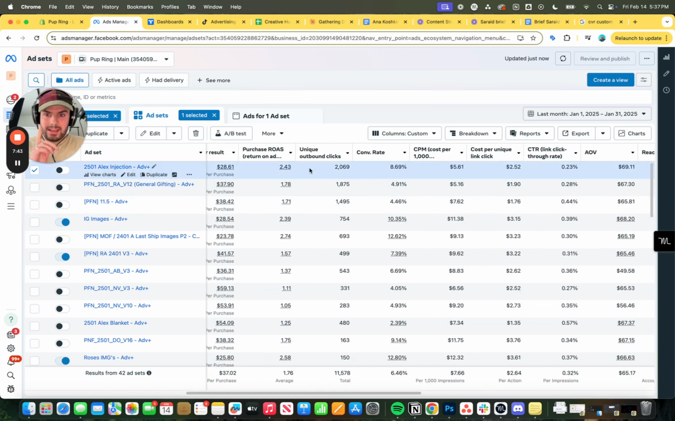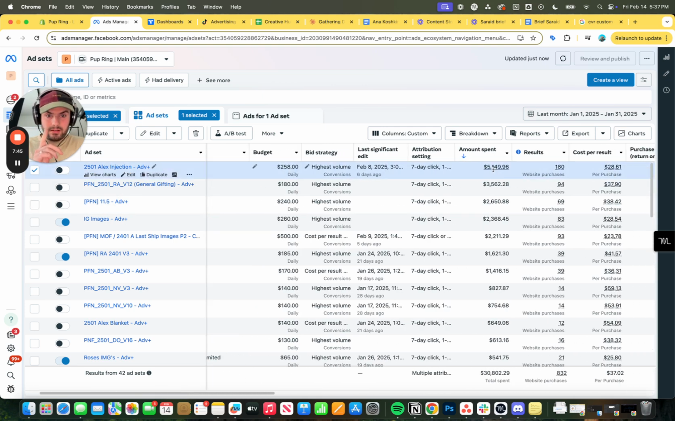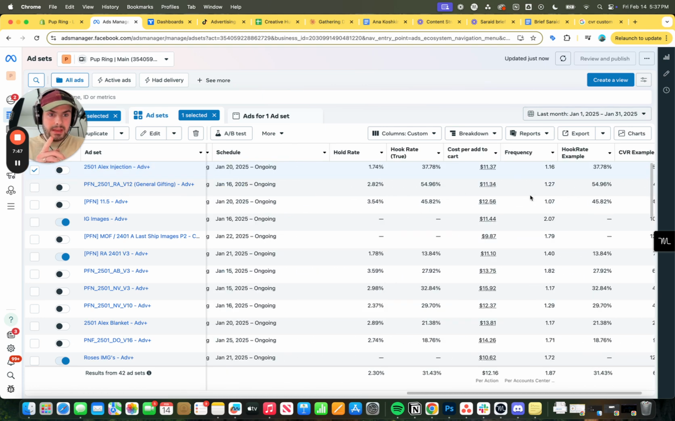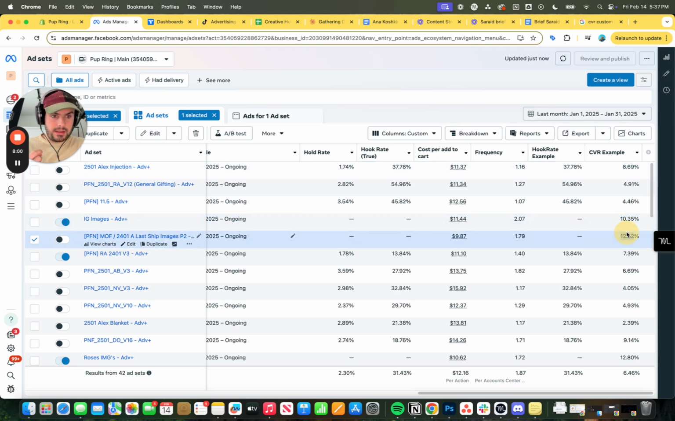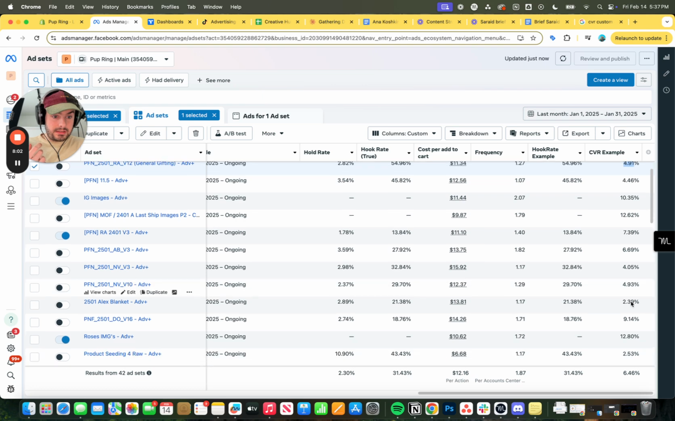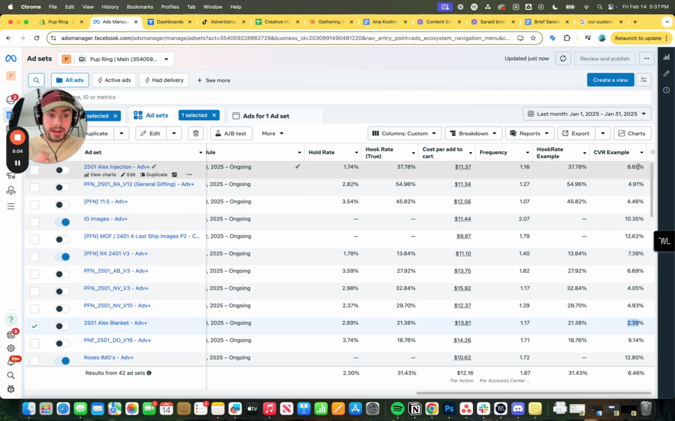Look at this. If you look at our top spender here, this spent $5,000 this last month. It had an 8.69% conversion rate, right? That ad was sending traffic that was converting at that rate, and that's great. Compared to some of these other ones, yes, these here were also great. But compared to the 2% down here, this was kicking ass.